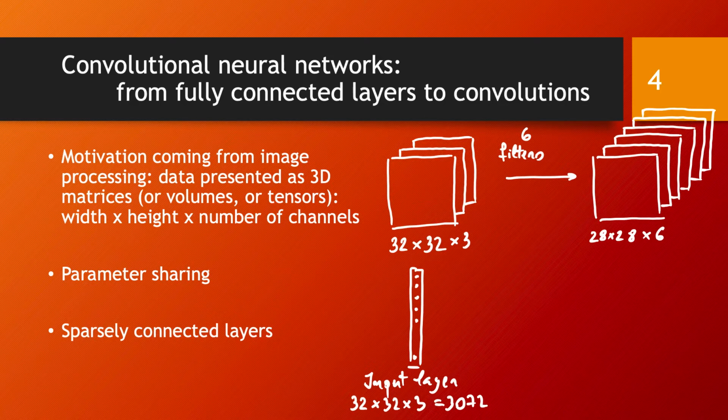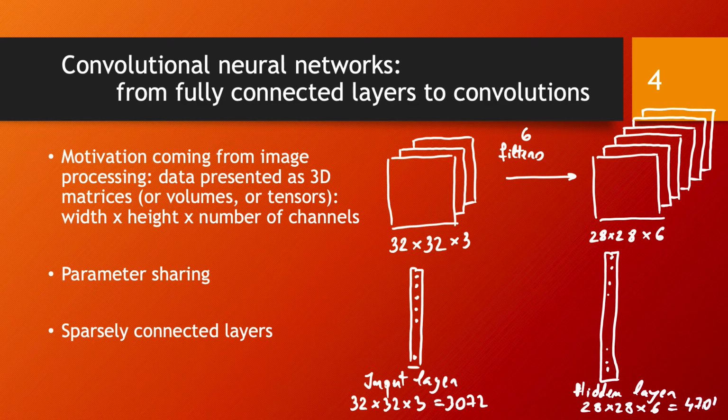And then in the first hidden layer of your network you would have to have as many neurons as you have as a result of these 6 filters. And so this is the hidden layer, and you would have to have as many neurons as you need to store all of these 28 times 28 times 6 values. And this 28 times 28 times 6 is equal to 4,704 neurons.